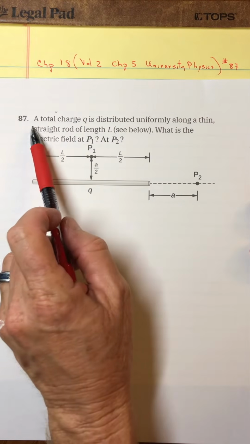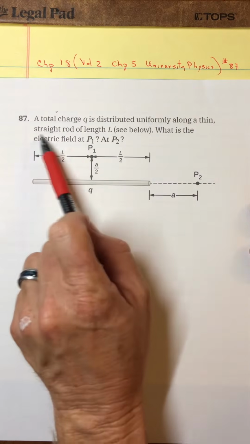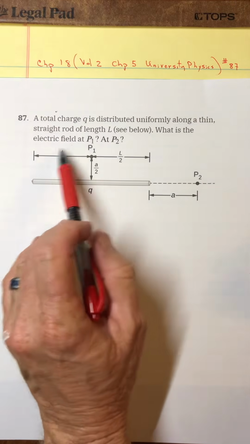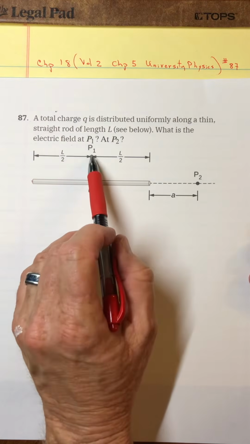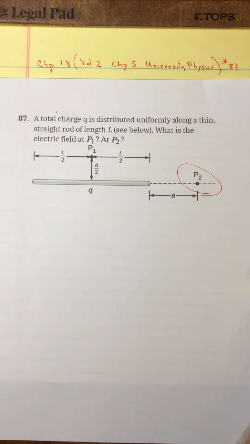It says, a total charge Q is distributed uniformly along a thin, straight rod of length L. So here's the rod of length L. What is the electric field at point P1 and at point P2? Well, let me actually do P2 first, and maybe even say, maybe I won't even do that.